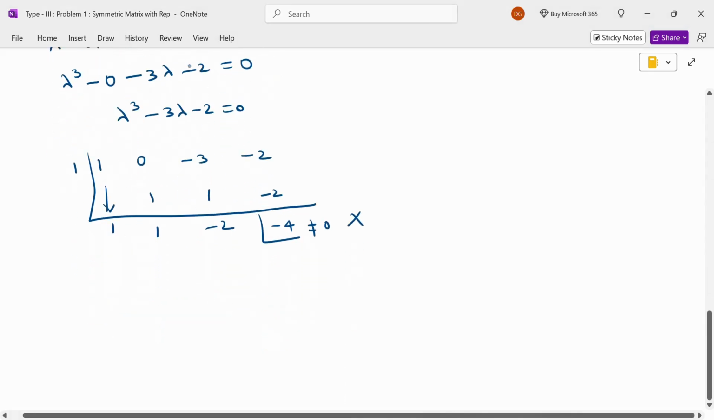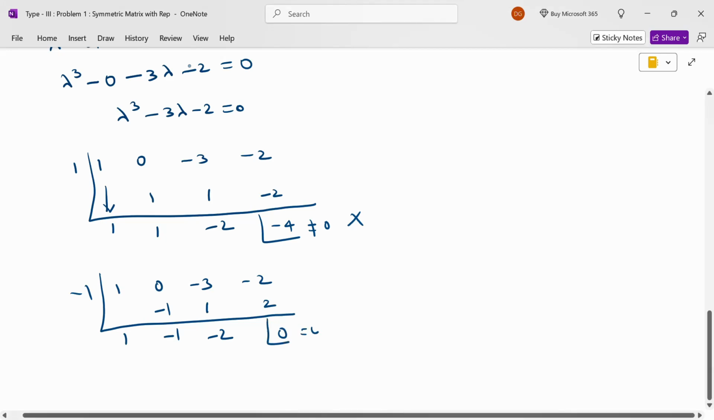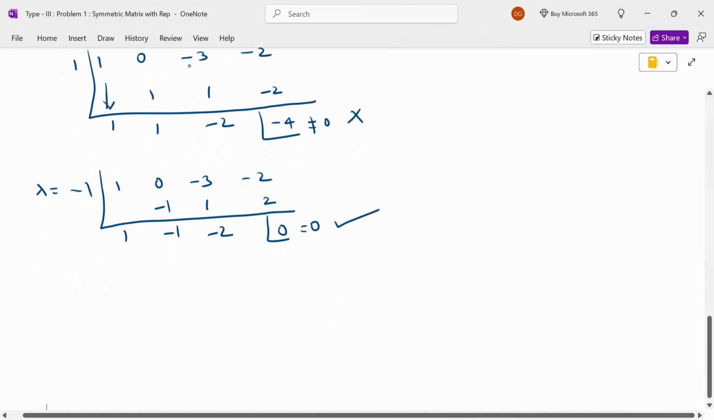So now you try the next one: 1, 0, minus 3, minus 2. Take minus 1, any number. Now this one I'm writing here, minus 1 into 1, minus 1. When I'm adding this 2, minus 1, minus 1 into minus 1 plus 1, minus 2, minus 1 into minus 2 plus 2, then 0. When equal to 0, then this is a root. Lambda equal to minus 1 is one of the roots.